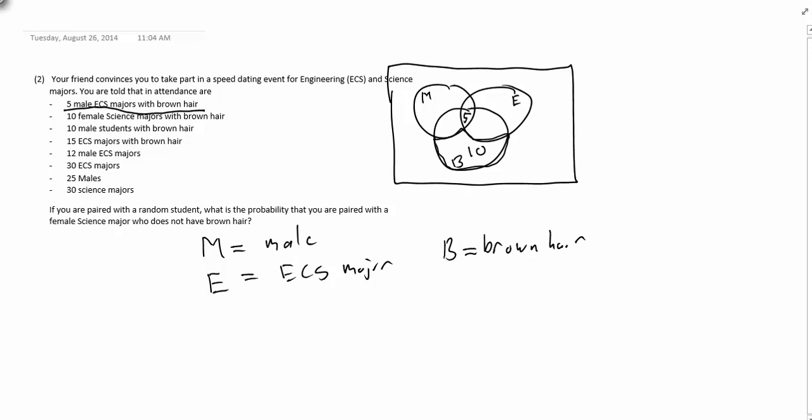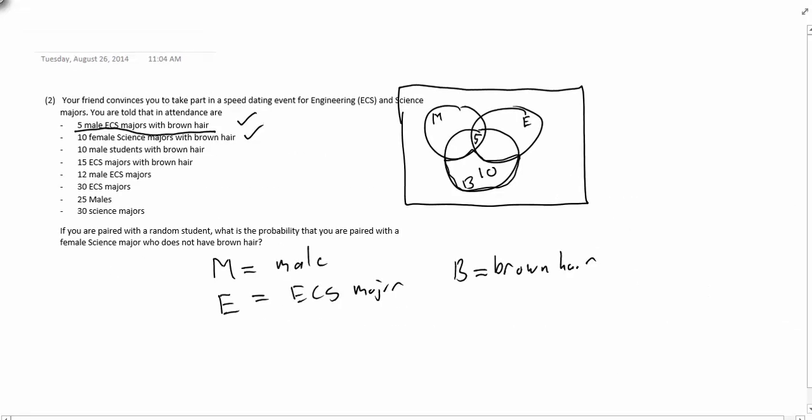The next bit of information, so now I've taken care of this, 10 male students with brown hair. Well, that means that this ellipse in the intersection of male and brown hair should total 10. Since I already have 5 in this inner part, that leaves 5 in this outer part, in the intersection of male brown hair science majors. So we've taken care of the third condition.